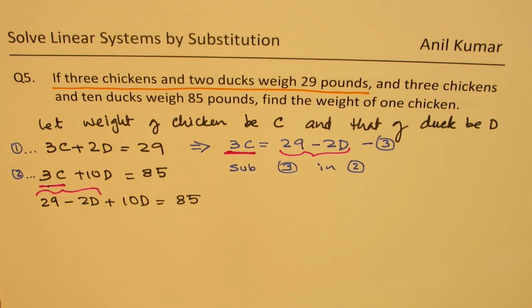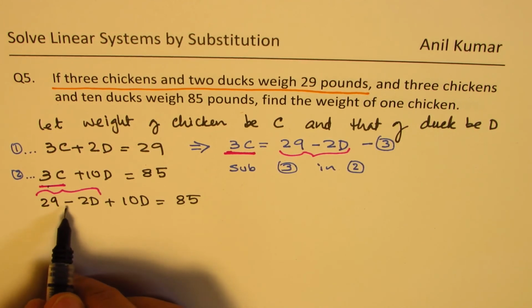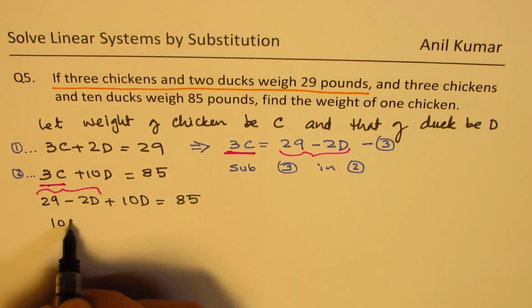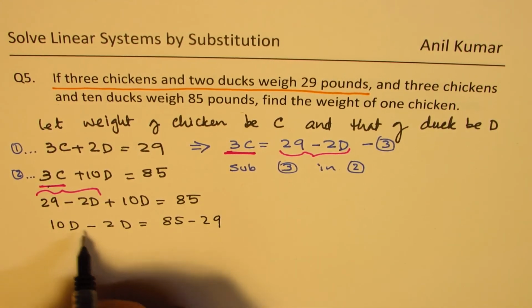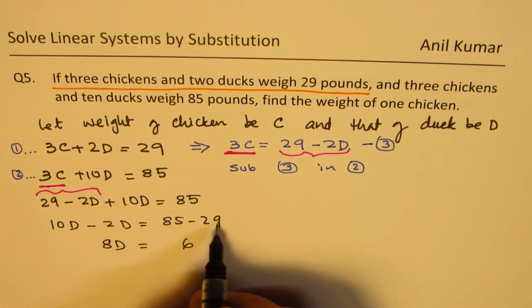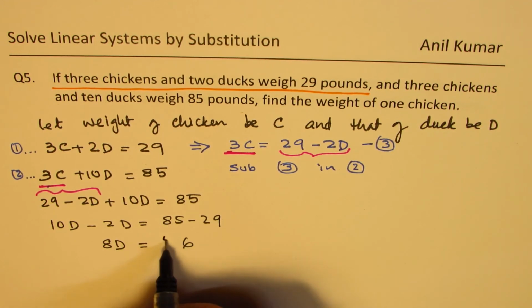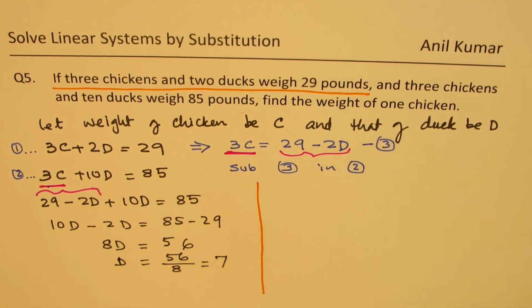And now we have one variable, which is the duck weight, right? We can first find the duck weight and then we'll get the value of C from this equation. Clear? So we can take 29 to the other side. So we get 10D minus 2D equals 85 minus 29. And that is 8D equals, so 15 take away 9 is 6, and then 7 take away 2 is 5. So the duck weight here is 56 over 8. And we know 8 times 7 is 56. So we get D as 7.